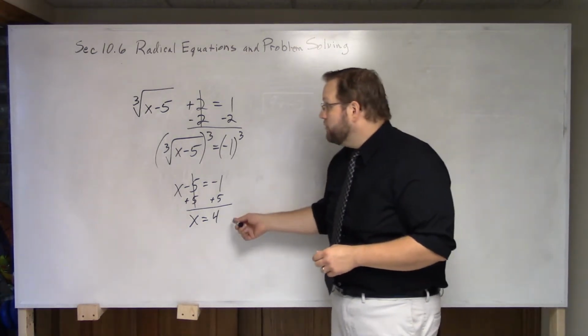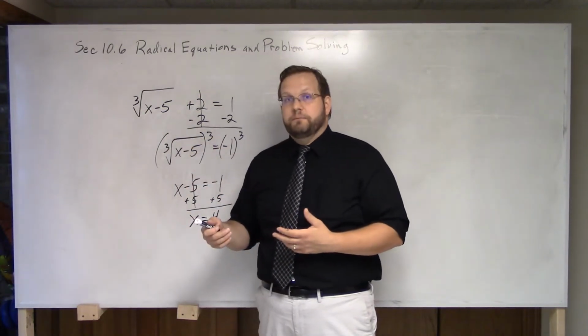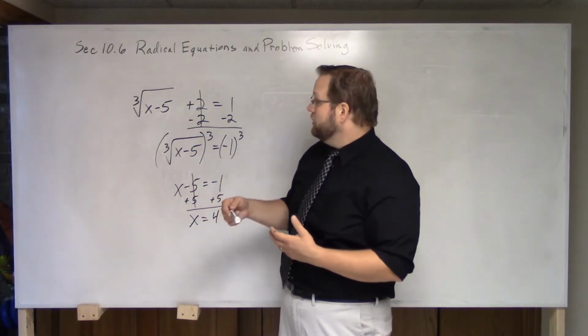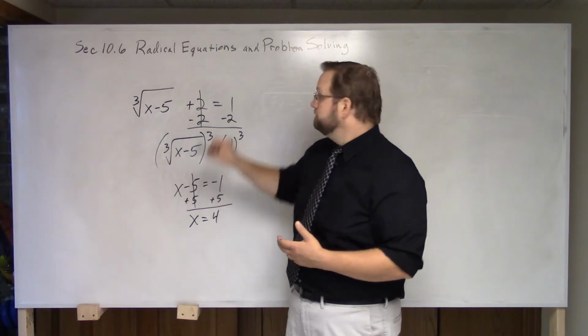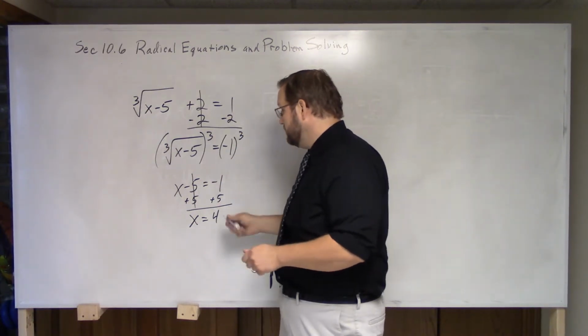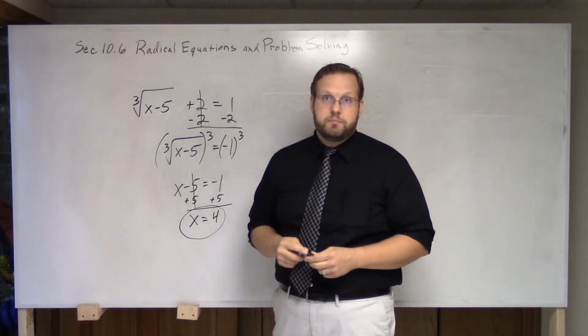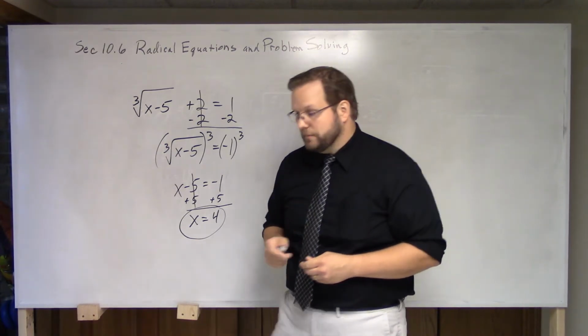So I'm going to plug that 4 in. 4 minus 5 is -1. Cube root of -1 is -1. -1 plus 2, there's your 1. So this answer, perfectly fine. We keep it. Let's look at another one.